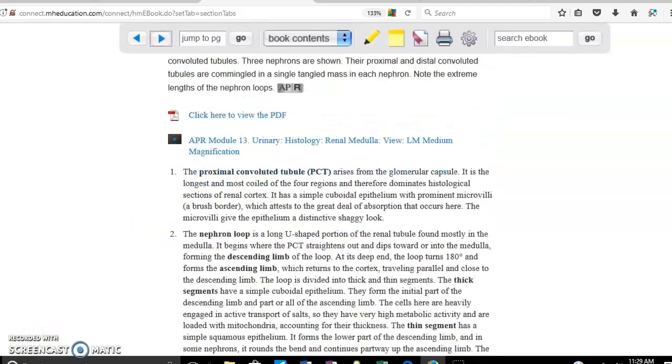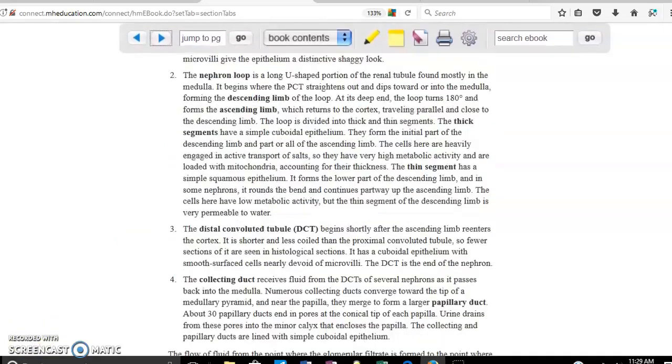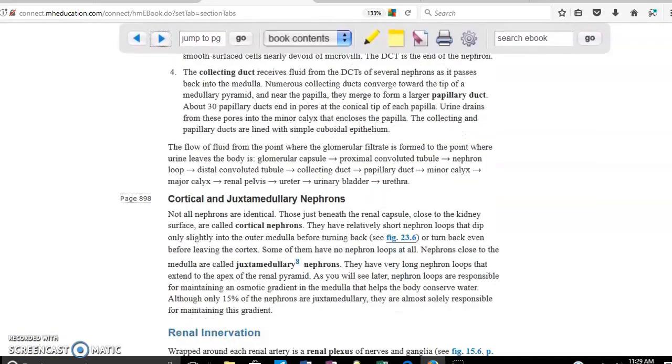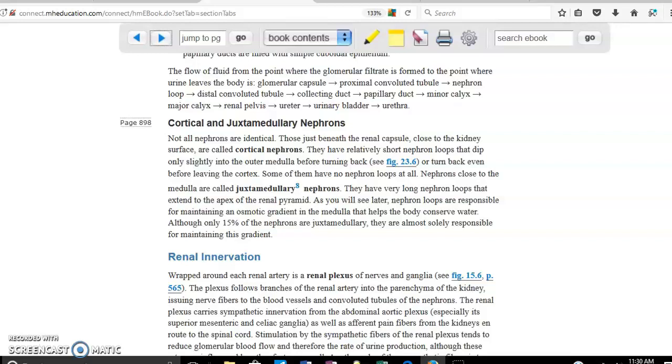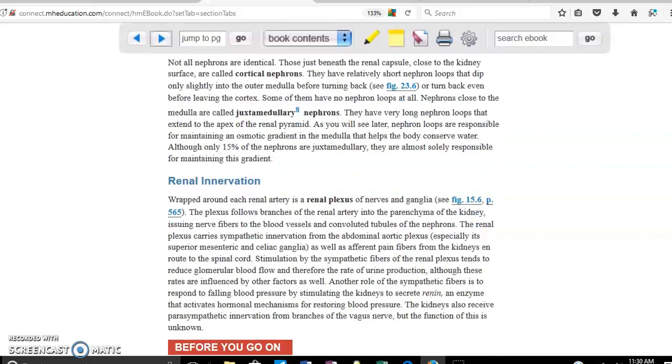So we keep scrolling down. In there we have proximal convoluted tubule, nephron loop, distal, collecting duct, we already talked about it, cortical and juxtamedullary nephrons, and renal innervation is given to you by your renal plexus, and that's it for this part.